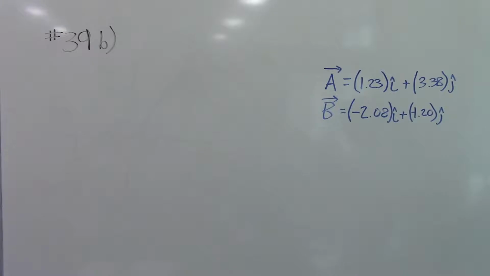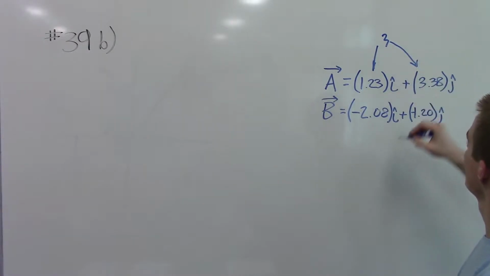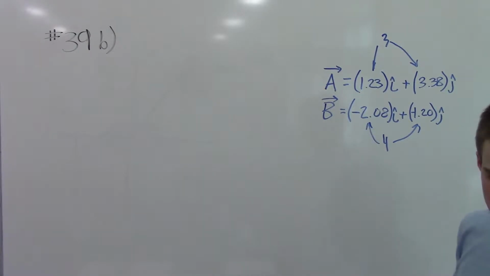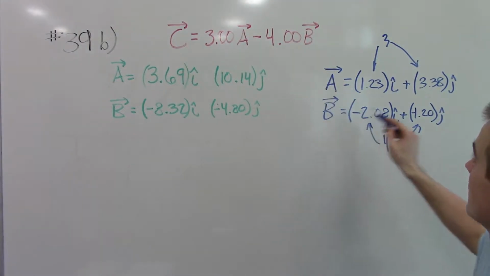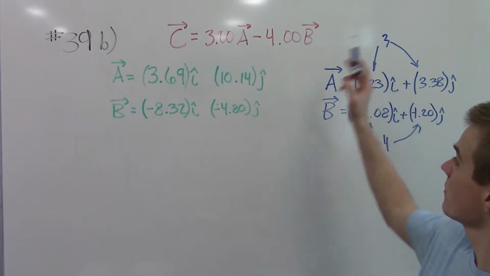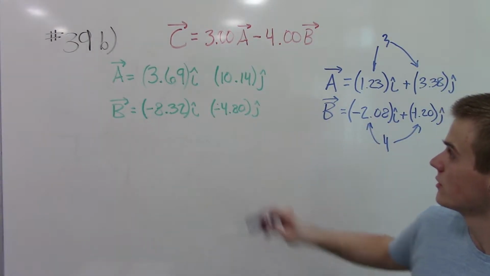So 39b says use unit vectors to express vector c, where c equals 3 times a minus 4 times b. So what it's basically saying is 3 times a, so first thing we're going to do is multiply both of these numbers by 3 and both of these numbers by 4. So I'll rewrite that over here. So the equation for c is 3 times a minus 4 times b, as we wrote over here. I multiplied this number by 3 to get that, as well as this number by 3 to get that, and 4 for these two numbers.